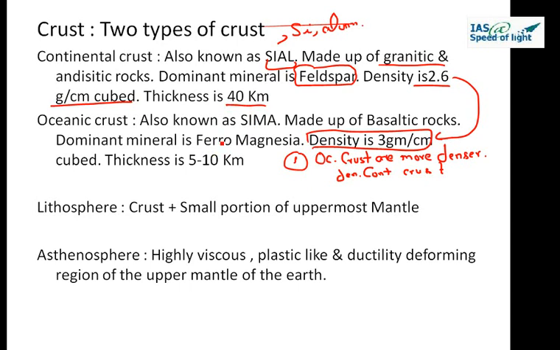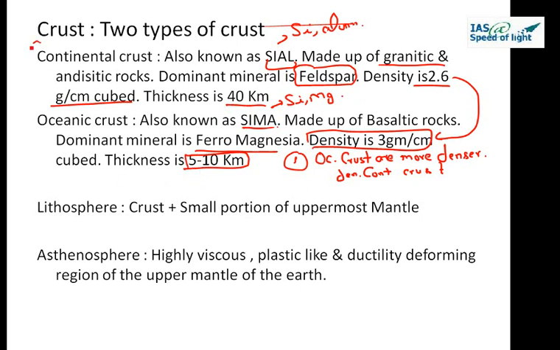If we come to the oceanic crust, it is known as SIMA. SIMA is nothing but silicon and magnesium, made up of basaltic rocks, and the dominant mineral is ferromagnesian. Density we have seen is 3 gram per centimeter cube, and thickness is 5 to 10 kilometers, so less thick.